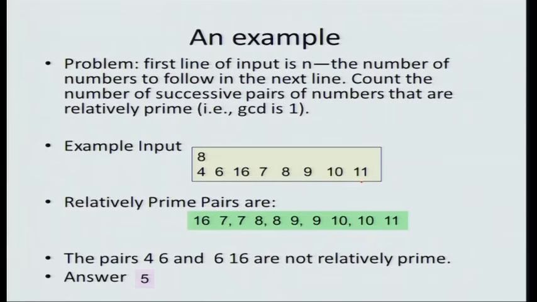Okay, and we need to write a function which, given a sequence of these numbers, counts how many pairs, how many successively occurring numbers are relatively prime to each other. In this case, there are 5 such pairs.